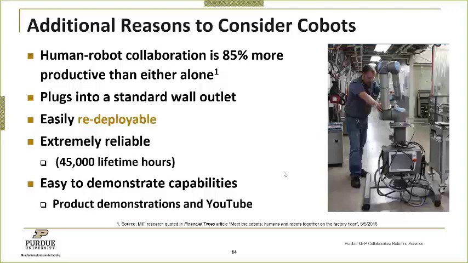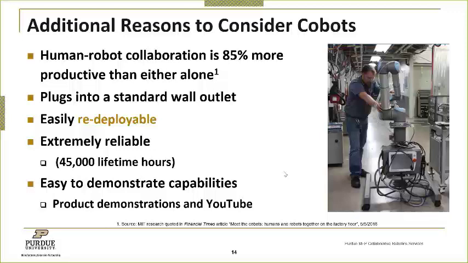Because these cobots don't lift heavy, superhuman payloads, they can typically just be plugged into a standard wall outlet. They don't require a whole lot of power to lift 11 to 20 pounds worth of weight. They're also, as we talked about earlier, very redeployable. That's one of the key benefits of these robots.